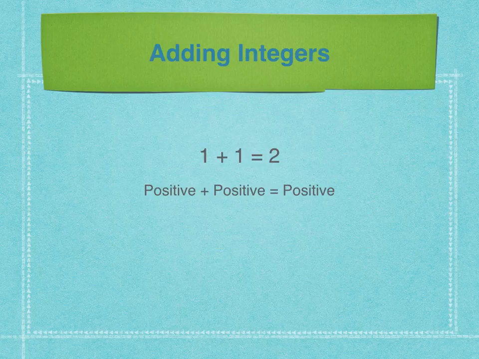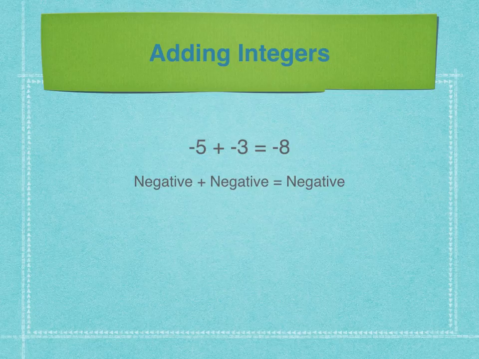When adding integers, if we have a positive plus a positive, that will equal a positive, so 1 plus 1 equals 2. If we have two negative numbers like -5 plus -3, that will equal -8.